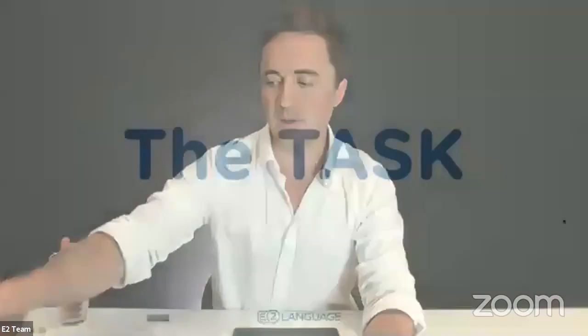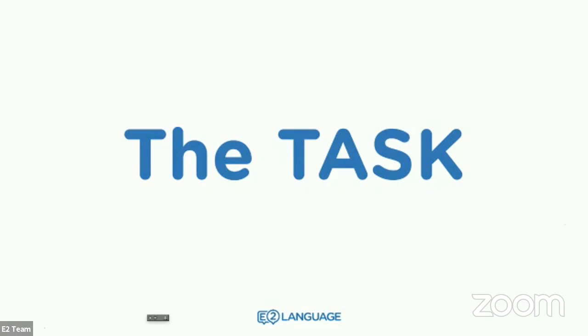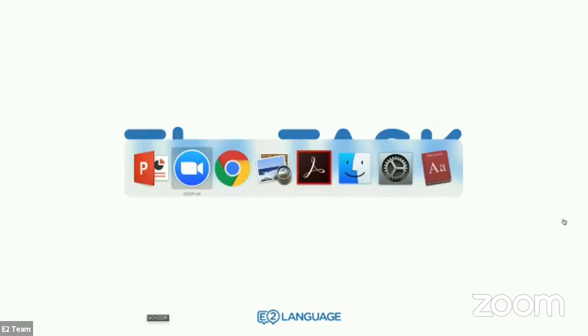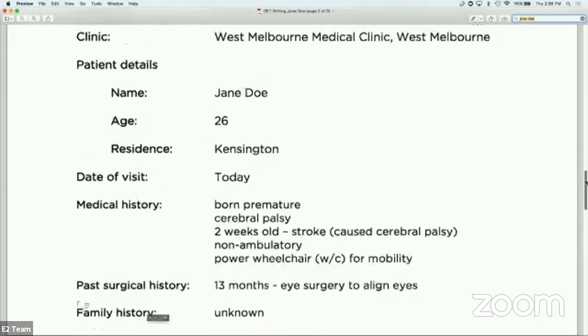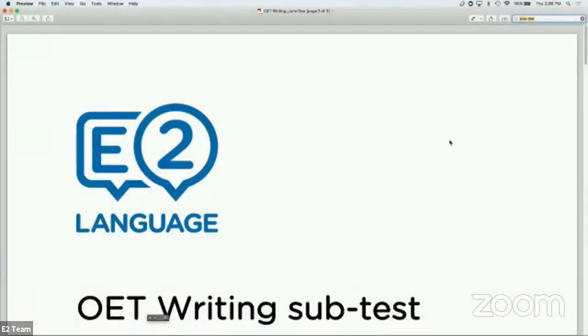Imagine it's test day and you've just been given your writing case notes and the invigilator says, okay, you can start reading. What you want to do is not read the task first. Sorry, let me get that right. You do want to read the task first. You don't want to read the case notes first. You want to start with the task. Sorry, I'm a bit disorganized. Here we go.